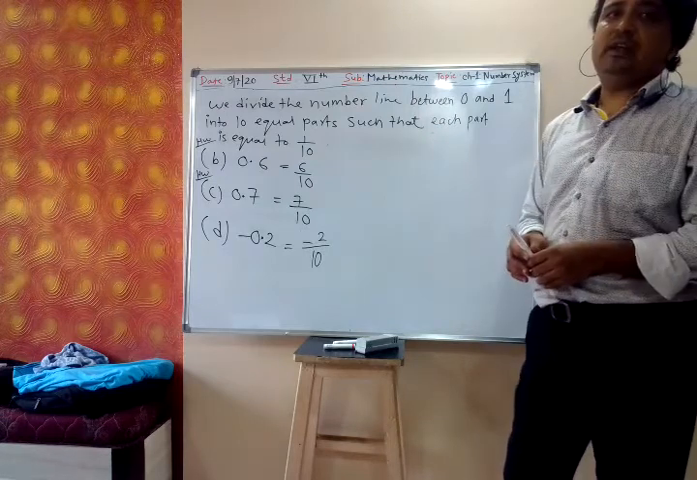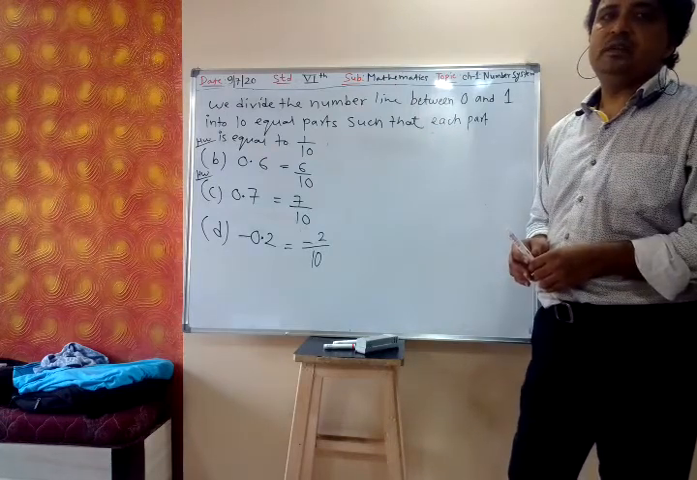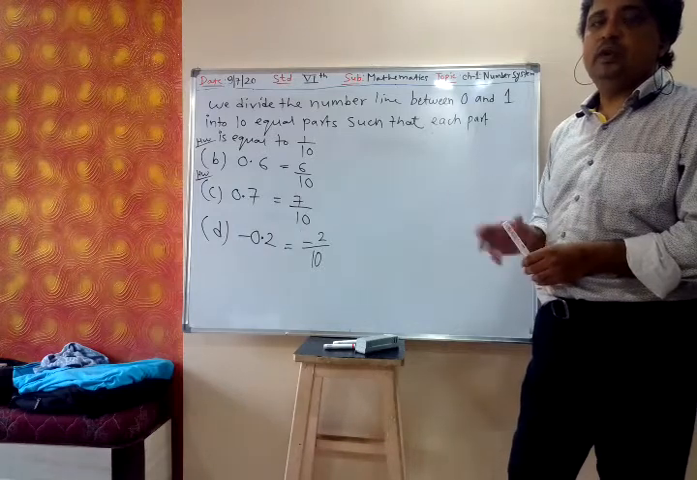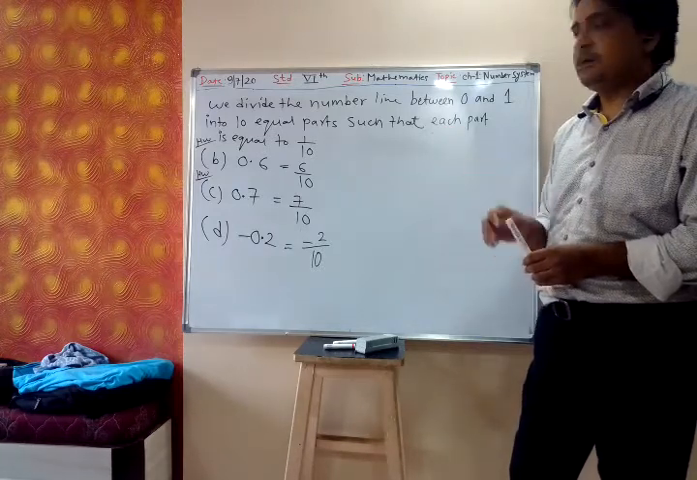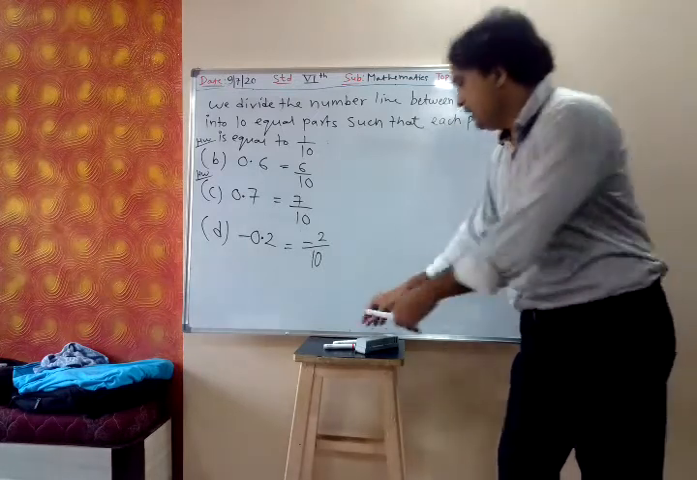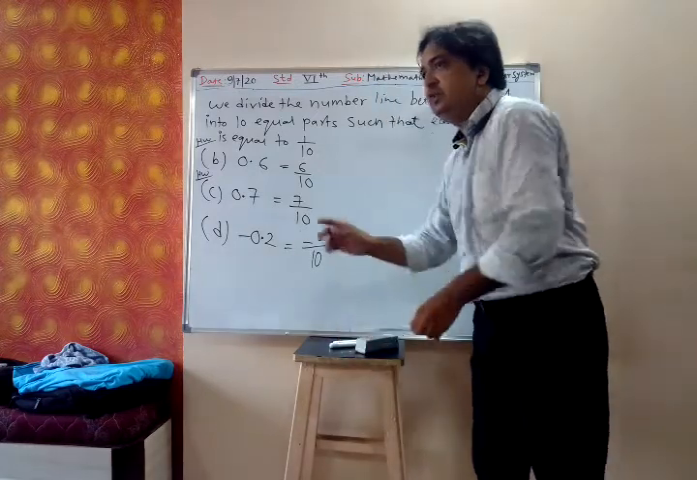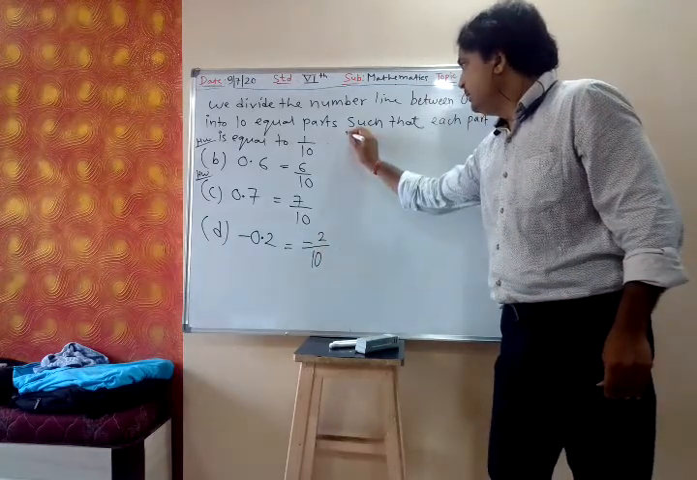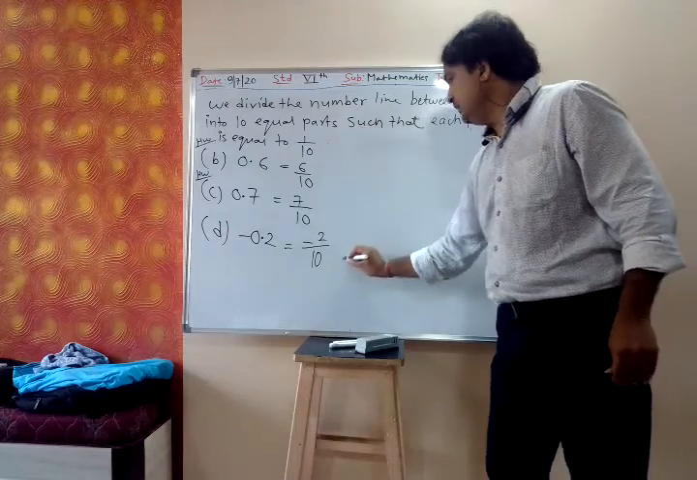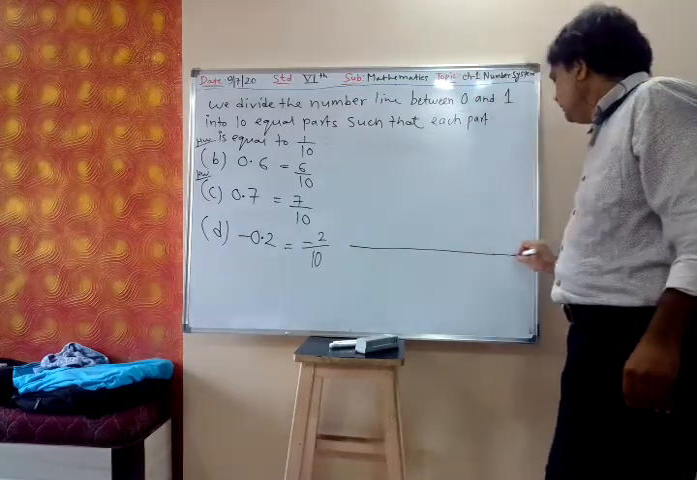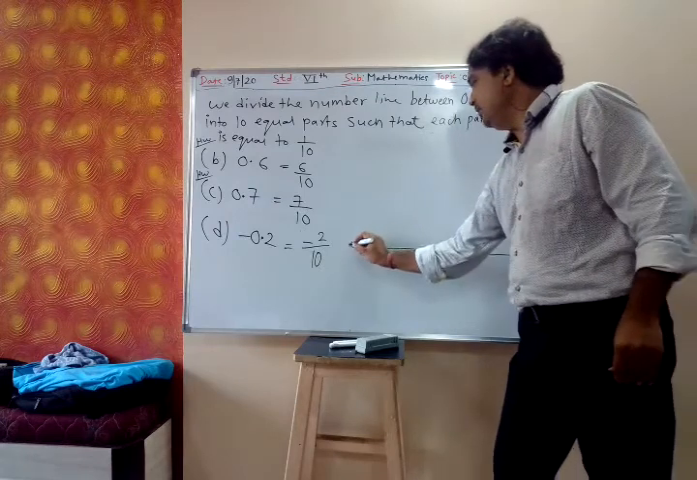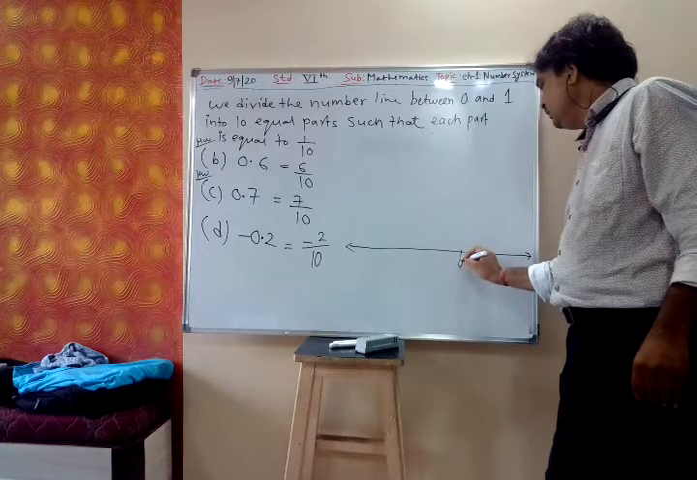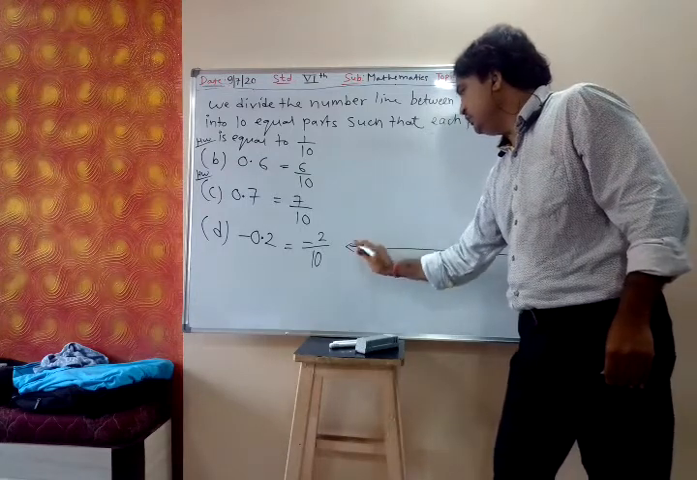Now minus 2 upon 10 is a negative number. So this will lie between 0 and minus 1. So I will divide the number line between 0 and minus 1 into 10 equal parts, because the number is negative.